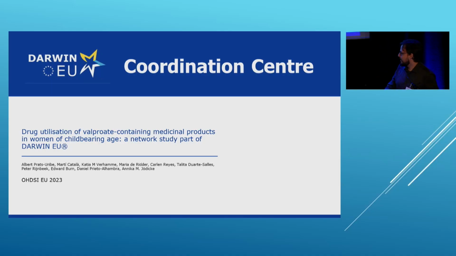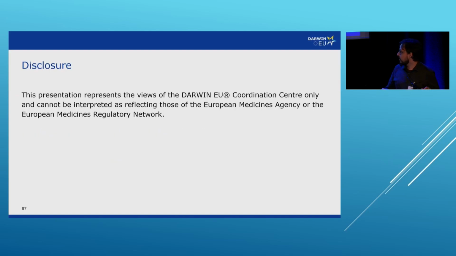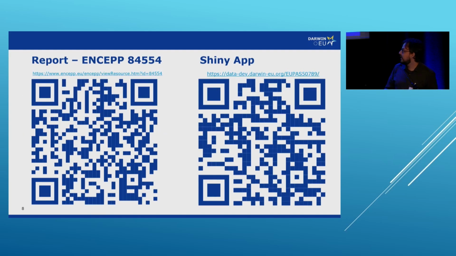So I'm going to talk to you about the first drug utilization study we've done in DARWIN. Disclosures. Here you have very big QR codes that you can scan, and you can see the report in the ENCePP and the Shiny app. I'm going to explain a little bit some results, but there's loads of results that we produce, so all can be accessed in the Shiny app.